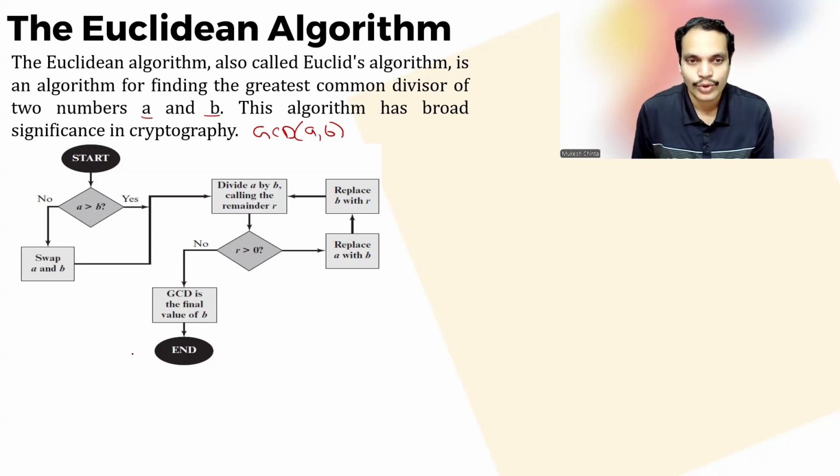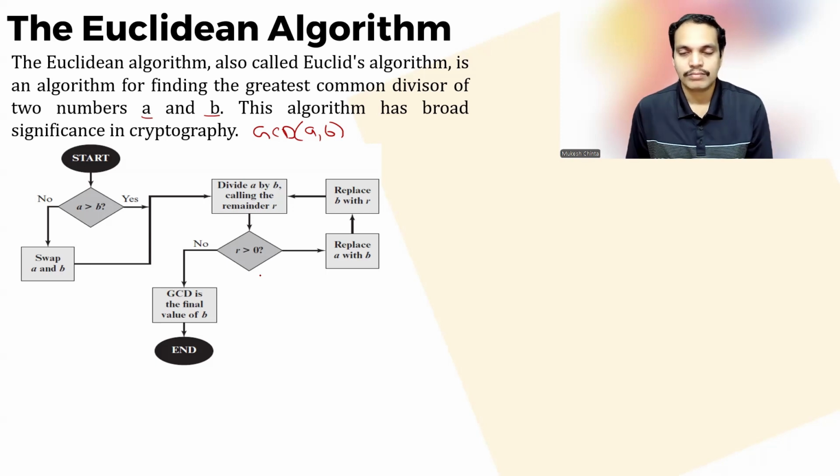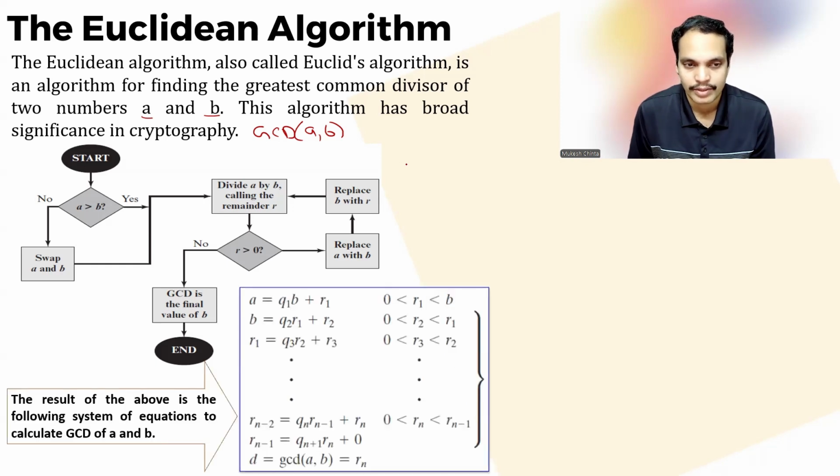Of course, looking at this, you might think, what's happening here? There are some sites or websites on the internet which call the Euclidean algorithm long division also. Let me show you with a simple example. This is quite easy and quite fast if you want to calculate the GCD of two large numbers. So the result of the above is the following system of equations to calculate the GCD of A and B. Now, if you take all these things, it might be a little confusing and you might wonder what is all this happening.